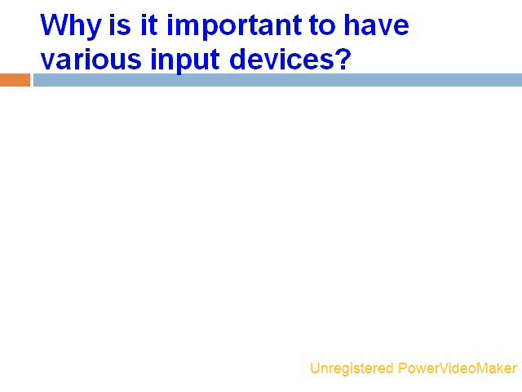Now, let us come to this last question. Why is it important to have various input devices on a computer system? We have mentioned that we can have a keyboard, a mouse, a scanner, a digital camera, and so on. Why do we have all those various input devices?